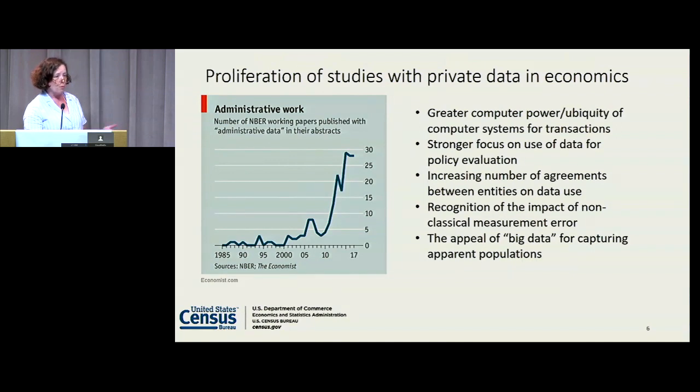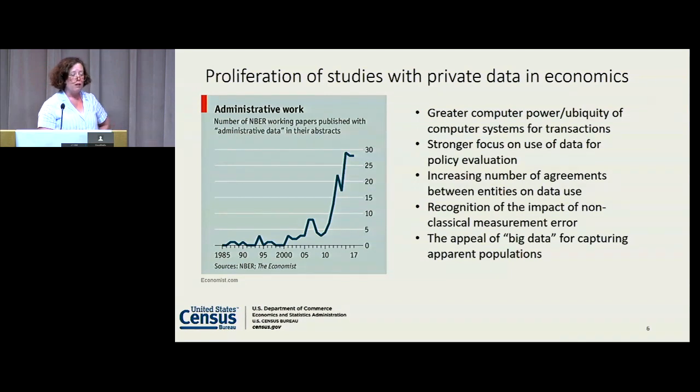I kind of wish this was the proportion of papers that use private data, but it still gives you an idea, and similar graphs showing similar information show the same thing: there's just been a huge increase over the last couple of decades in the proliferation of these papers. There are a lot of reasons for why this is happening. There's a great deal more computer power than there was a couple of decades ago.